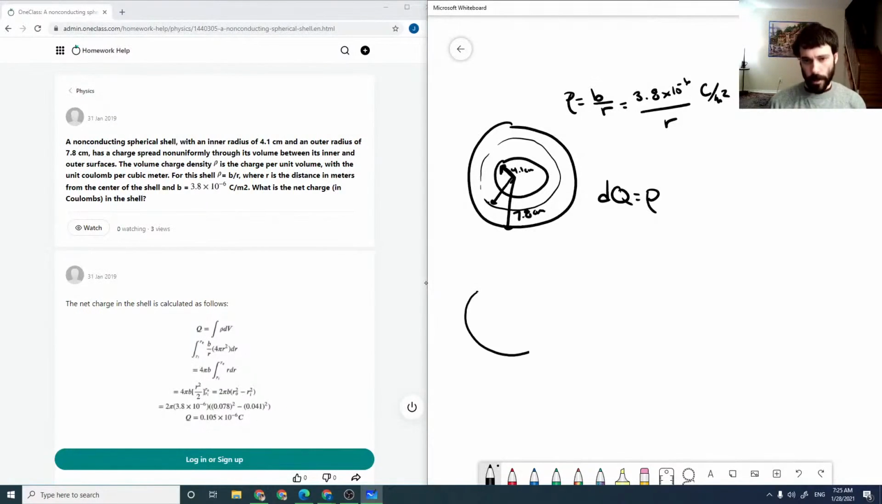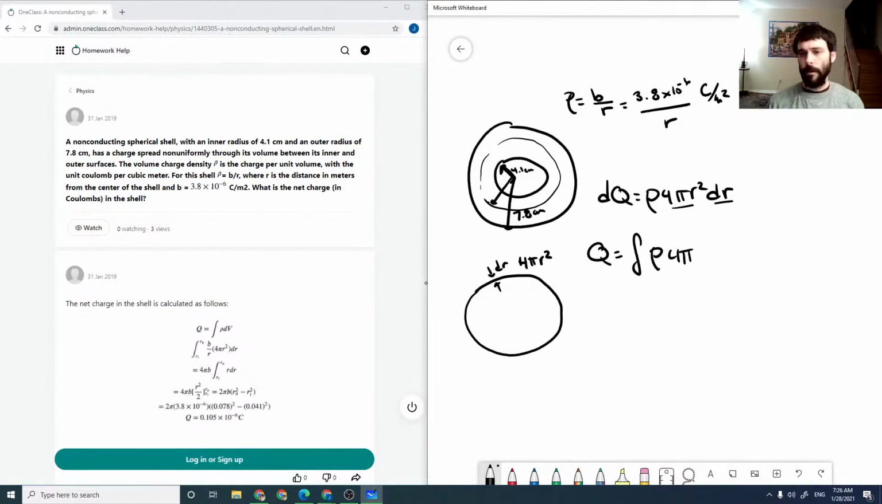The increment of volume: if we look at some small shell, it has a thickness of dr and a surface area of 4 pi r squared. So it's going to be 4 pi r squared dr. So whatever the rho is at that r, times our surface area, times our dr thickness. Then our total charge is the integral of this expression from Ra to Rb.